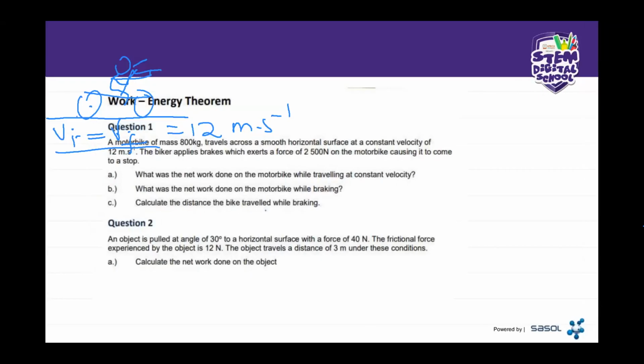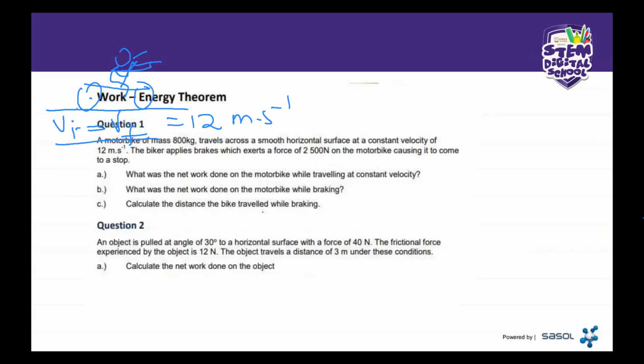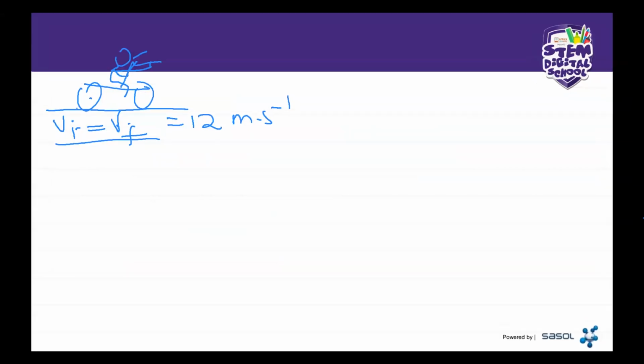It says there, what is the net work done on the motorbike while braking? Okay, so while braking, it's no longer at constant velocity. Why? If it was constant, it would still be going at 12 meters per second. But for it to brake, it means the velocity is slowly decreasing. So there's a force acting on the motorcycle that's making it slow down. And when it slows down, it's changing. So it's no longer at constant velocity.